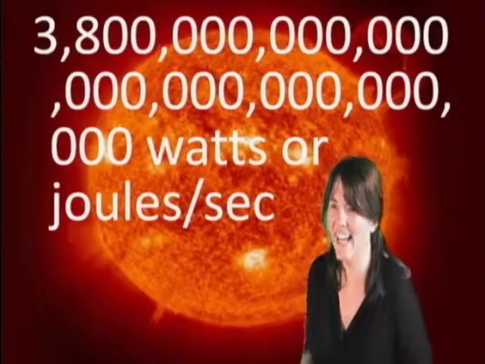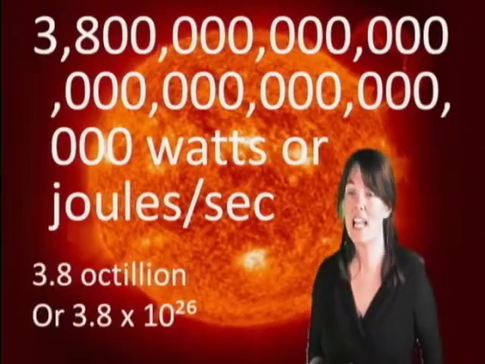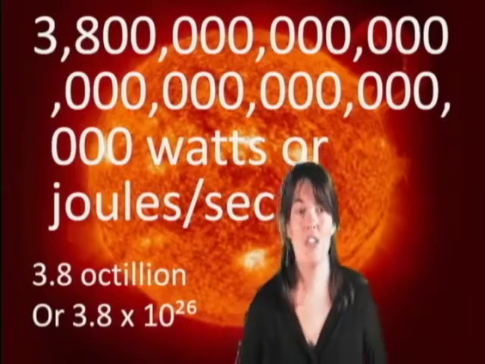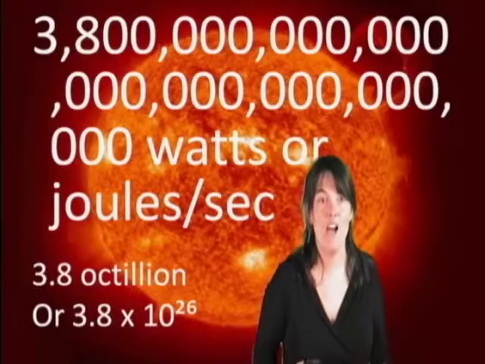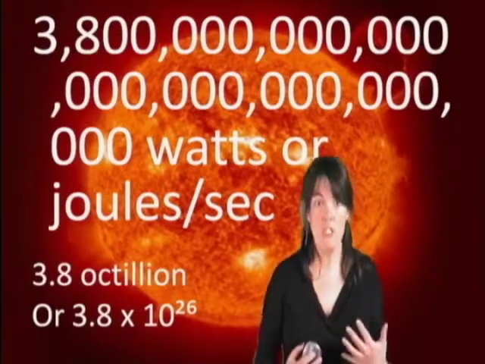So this is how many joules or watts per second the sun is giving, which is 3.8 octillion, or 3.8 times 10 to the 26th. So that is a lot of energy. And so we're going to talk about how we can use this energy.